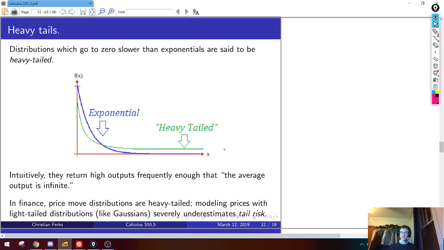The point is basically just that you're modeling price moves with some machine learning algorithm that takes in inputs and spits out an output.